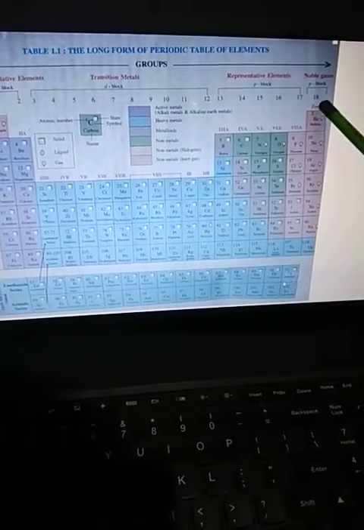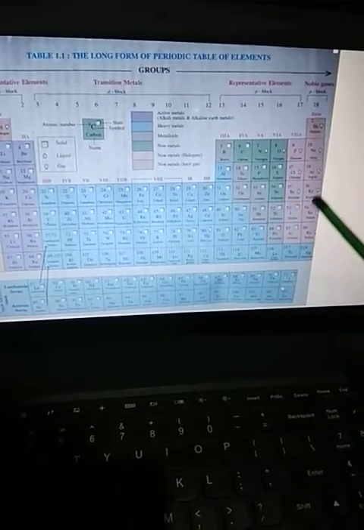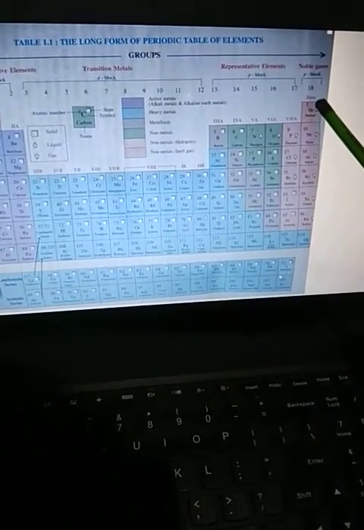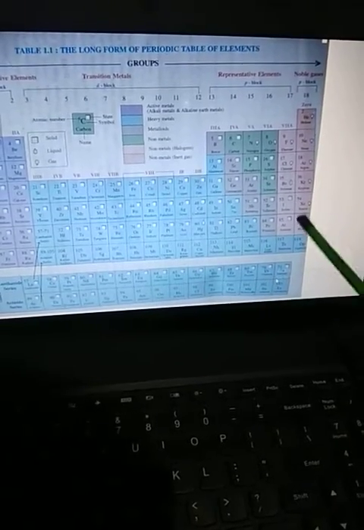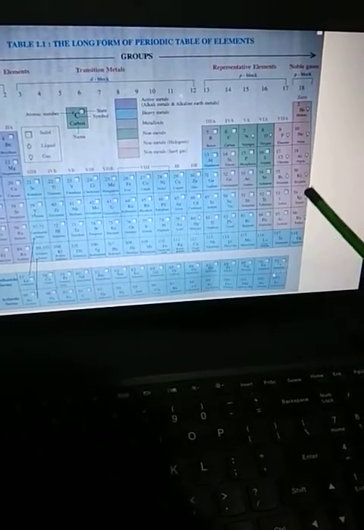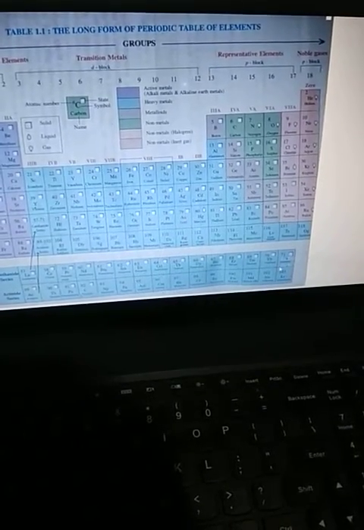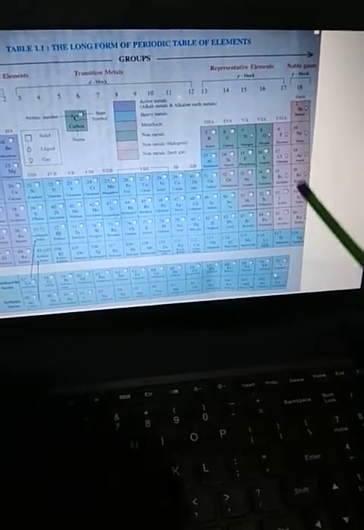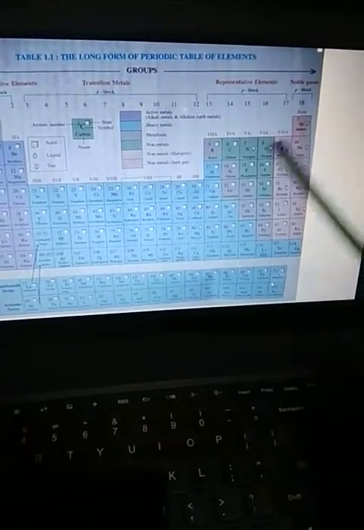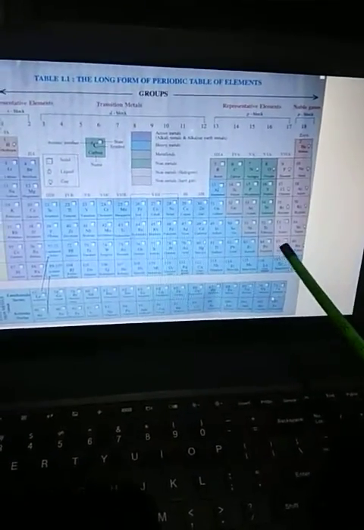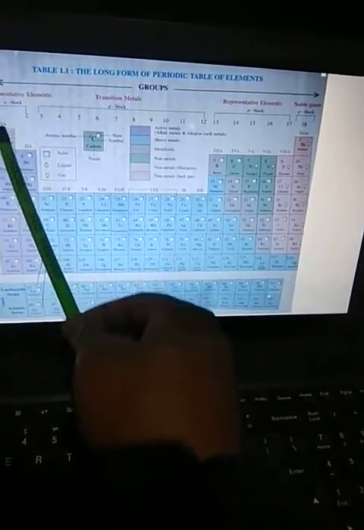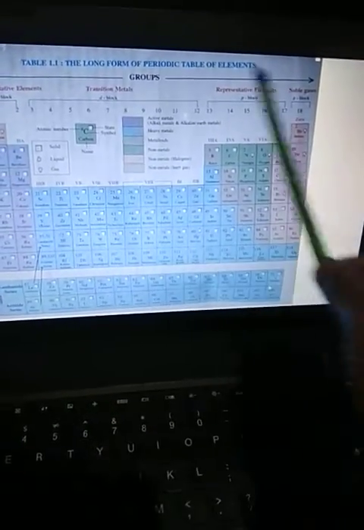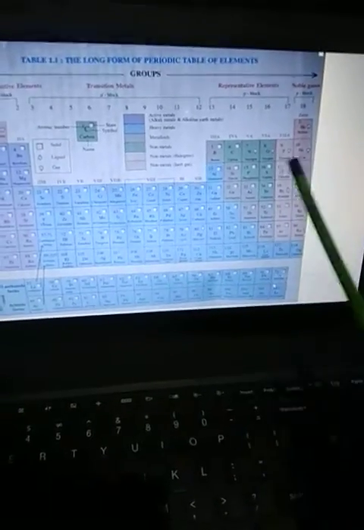And the last group we have is group 18. They are known as inert gases or noble gases, or it is also called the zero group. The reason is that these elements, starting from helium, neon, argon, krypton, xenon and radon, are inert gases. That means they don't react at all because they have a stable electronic configuration. So these are the important groups that we discuss. Next, groups 1, 2, 13, 14, 15, 16 and 17 are called representative elements. They are considered main group elements.